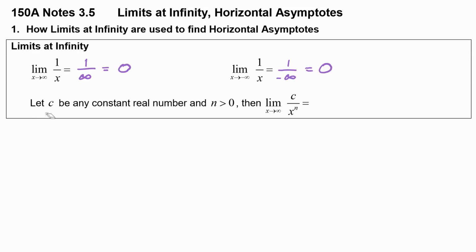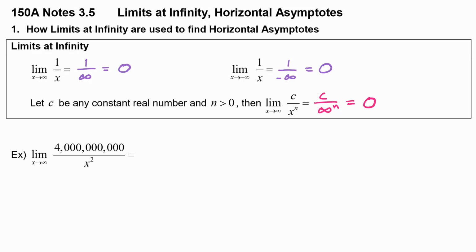So if you let c be any constant real number and let the exponent n be positive, then the limit as x goes to infinity of c over x to the n means we are taking c divided by infinity to the nth power, and no matter how big c is, infinity always wins. Infinity is infinitely gigantic versus any constant you may have in the numerator, so this will go to 0.